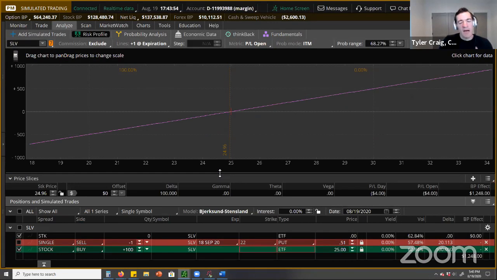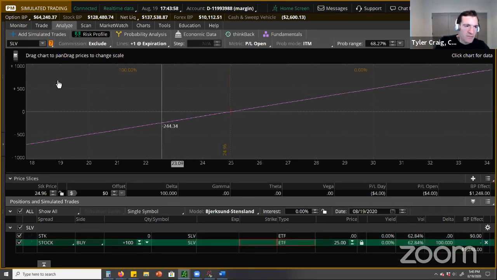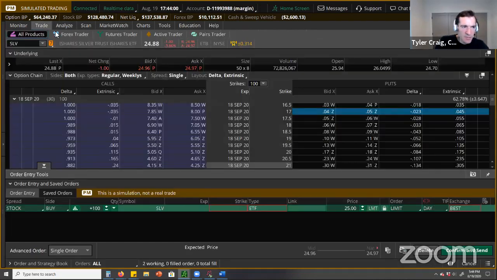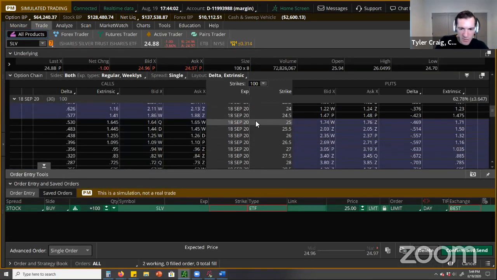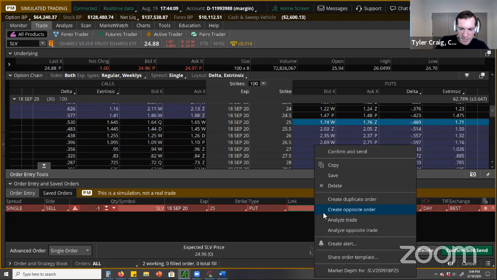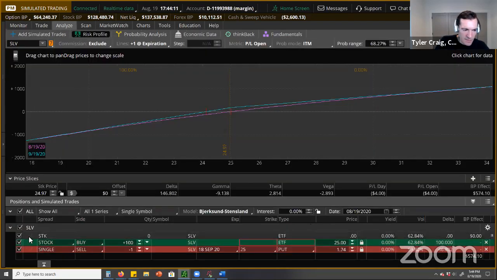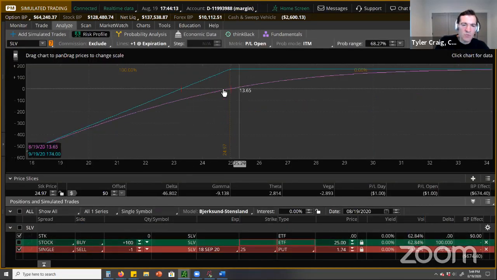Okay, but if instead I wanted to go the naked put route, I would sell a 25 strike put. So I'm going to go in here. I'm going to go to September. I'll sell the 25 put. I'm getting $175 selling those puts. Okay, so this would be my risk graph for the naked put. And see, because I sold at the money, I got $175. That's a lot on a $25 stock.